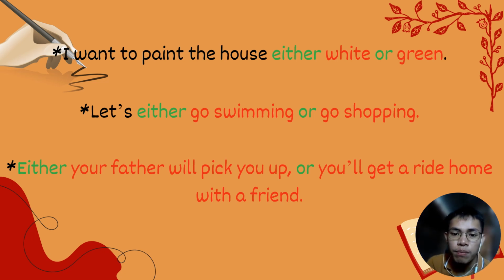So as you can see here, white and green are only the two options that the speaker has. So those are individual words. And second example is, let us either go swimming or go shopping. Go swimming and go shopping are phrases. Either your father will pick you up or you'll get a ride home with a friend. Independent clauses. So meaning to say, we can use either or to connect the three.